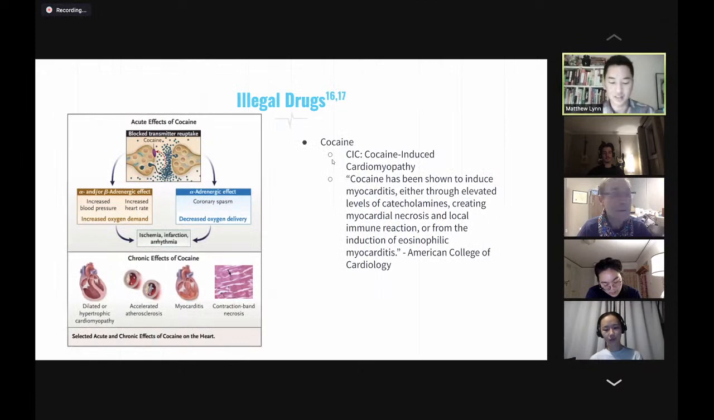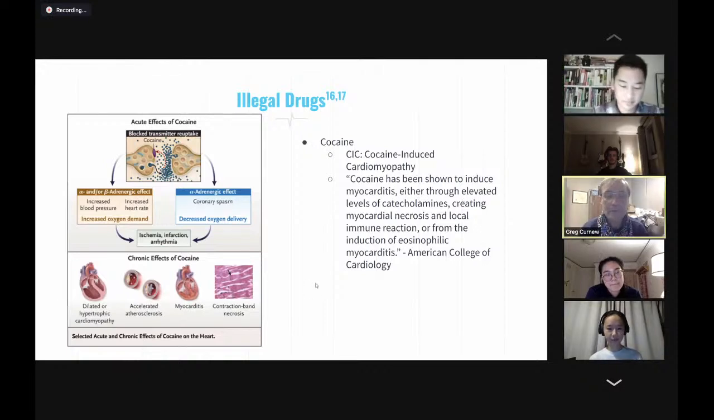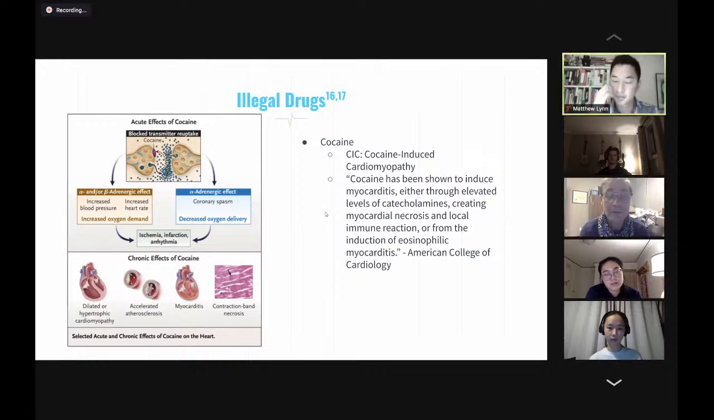Yeah, and I guess the last one is just some illicit drug use. Things like cocaine can be very much associated with cardiomyopathy as well as myocarditis. So obviously, as you can see from this quote here, cocaine can have some severe effects on the heart that can be very detrimental to one's health. And I've had personal experience with lots of patients affected by cocaine. Cocaine is a potentially very dangerous drug.